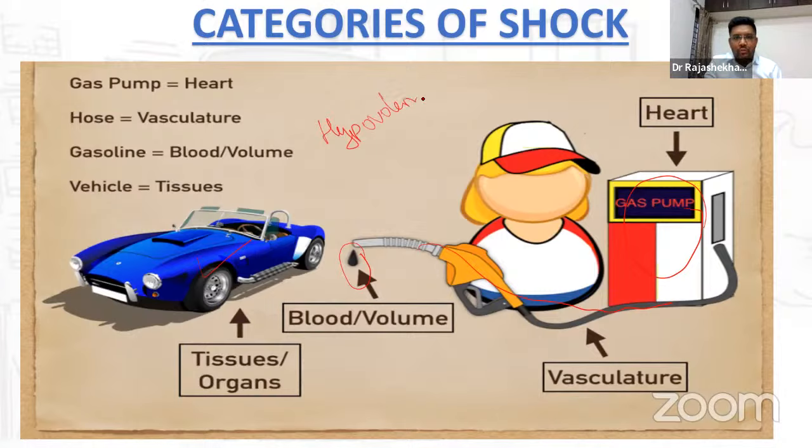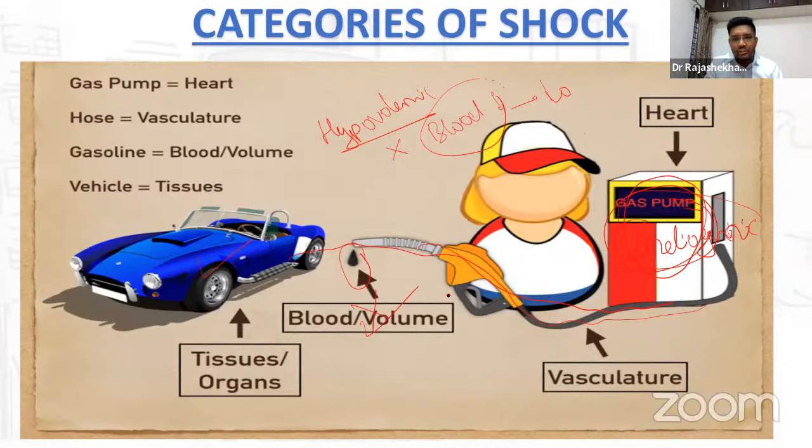In hypovolemic shock, the blood itself is low, or the intravascular volume is very low. That means the petrol itself is not there. So this can cause a type of shock called hypovolemic shock. So what happens in case of a cardiogenic shock? That means the heart is not able to pump enough blood. That means the gas pump is not working in the gas station, so it is not able to pump enough petrol to your vehicle. Similarly, the heart is not able to pump enough blood. So this can occur in cardiogenic shock.